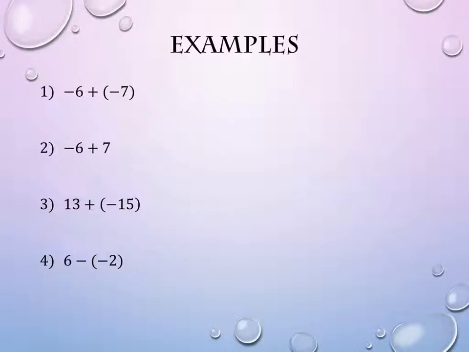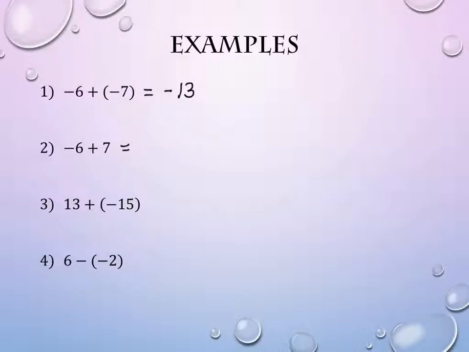On the first one, are they the same signs or different signs? It's the same signs. So when it's the same signs, what do we do? We add the value. So what's 6 plus 7? 13. And what sign is on both of them? A negative. So this is negative 13.